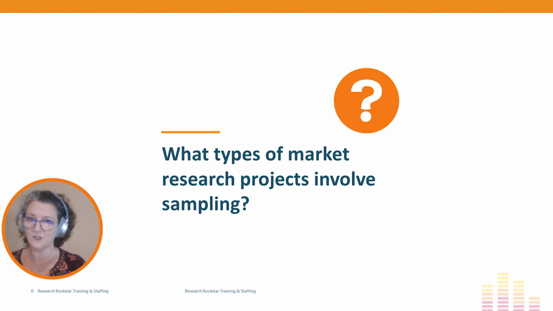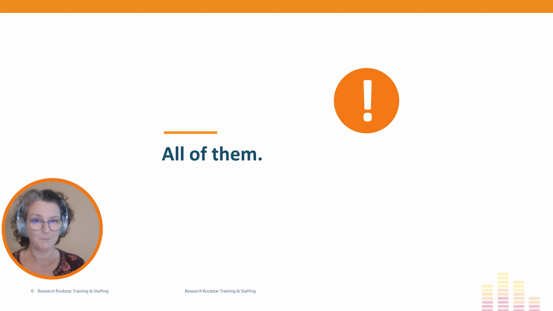But first, let me just ask you a question. What types of market research projects involve sampling? What do you think? Well, the answer might surprise you. All of them. So whether you're doing surveys, focus groups, in-depth interviews, webcam interviews, online communities, ethnographic research, etc., if you're doing any kind of primary research, you are going to be making decisions about sampling.